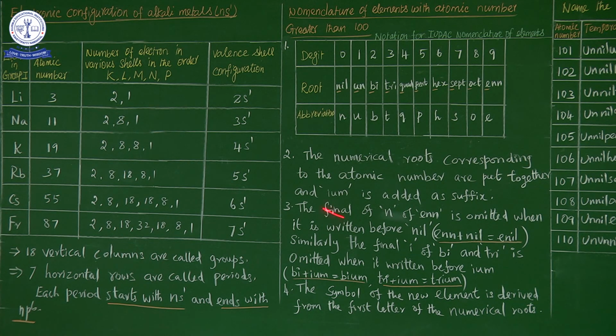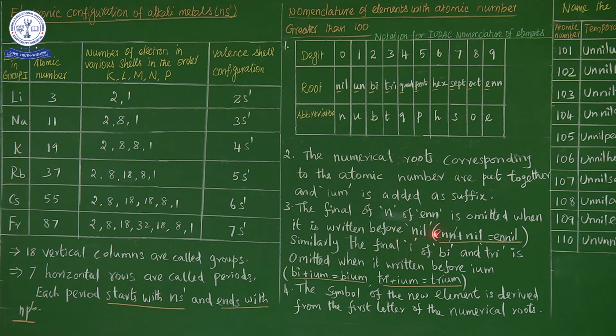The second rule is the numerical roots corresponding to the atomic number are put together and ium is added as suffix. So the root words for the given atomic number are all combined together, and ium is added as suffix. So the second rule is the numerical roots corresponding to the atomic number are put together and ium is added as suffix.